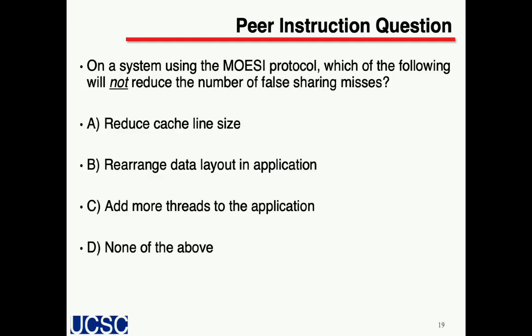C, what if I just try adding more threads? That probably won't make it better. If anything, it might make it worse, depending on your application, right? So this is the one that you should be conscious of. If you have a problem with false sharing, in practice, you've already built the system, so you're not going to do A. C is not going to help you, so really B is the one you want to do, right?